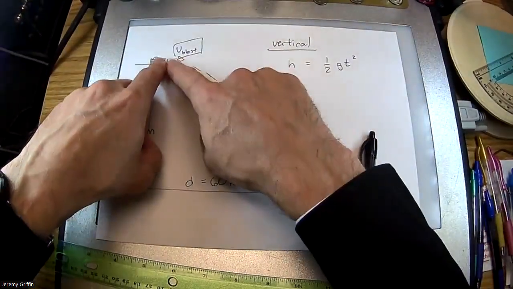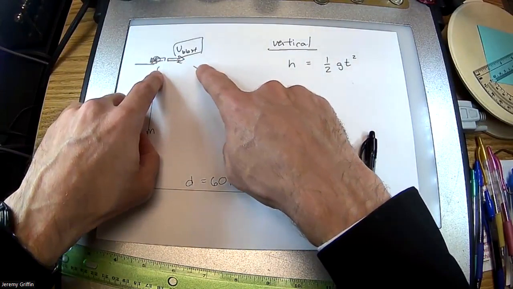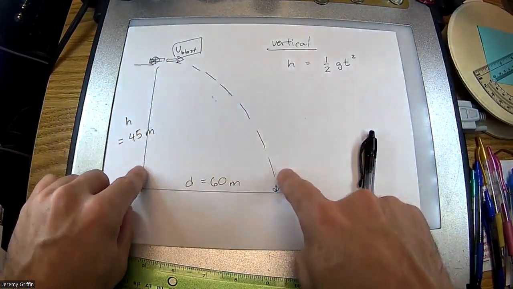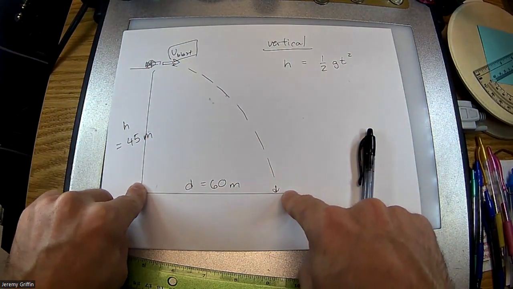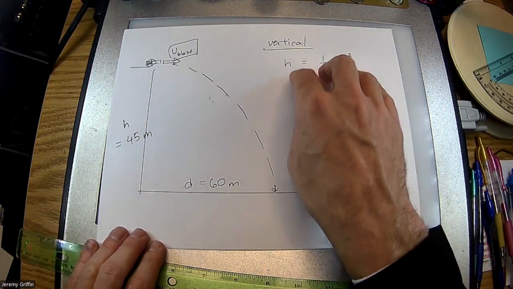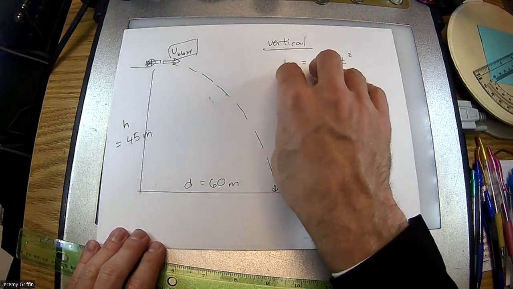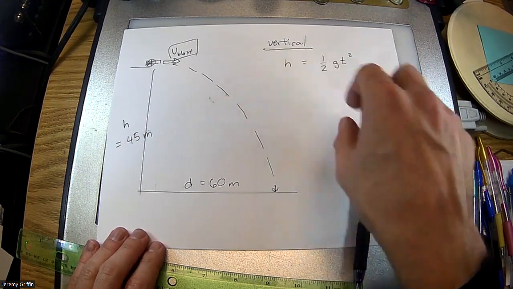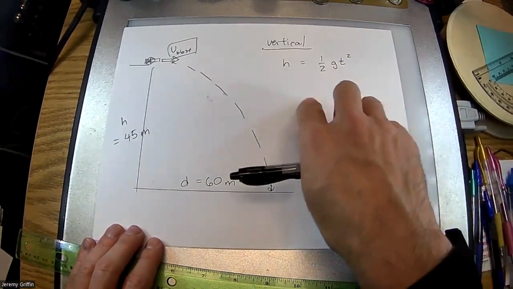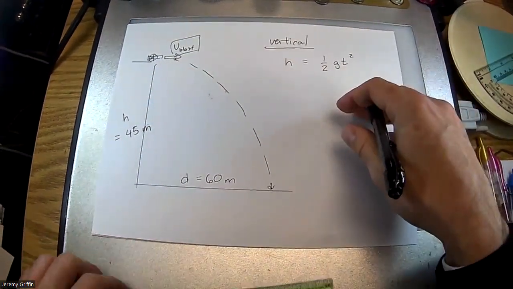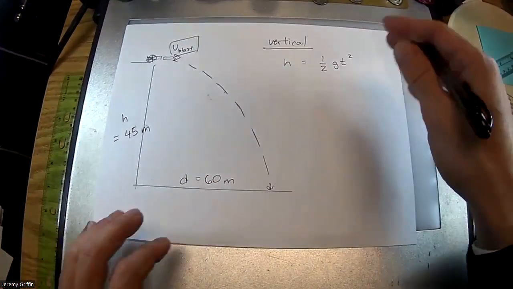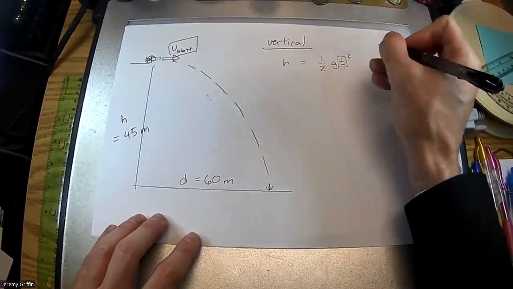Guys, if you blast something horizontal and you drop a ball at the same time, which hits the ground first? It's a tie, which means they have the exact same vertical motion. So whether you drop a ball or blast it horizontal, you can still use this for vertical. It doesn't matter how fast it's blasted horizontal. It's not orbiting the Earth. It's not going suborbital. Okay, so we're solving for time here.